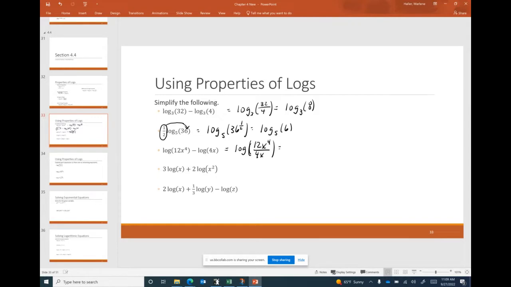And then that argument will simplify, right? That'll simplify to the log of 12 divided by 4, that's just 3. And then x to the fourth divided by x, that'll be x cubed.